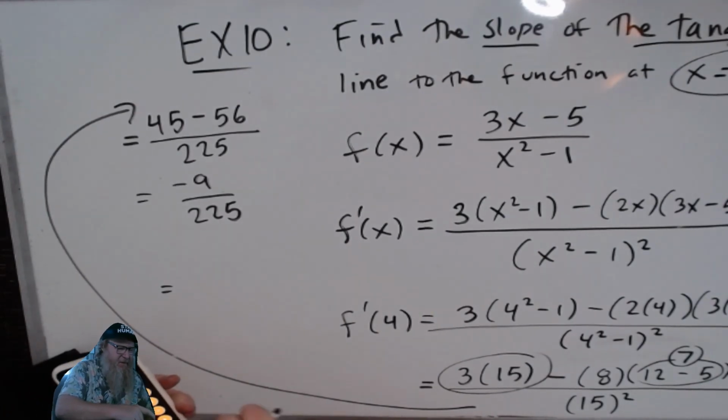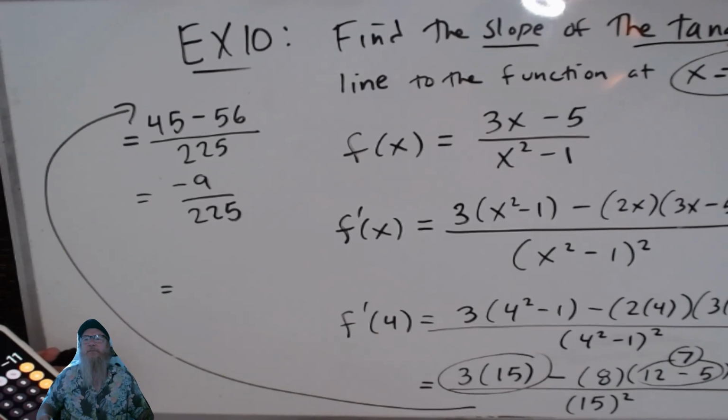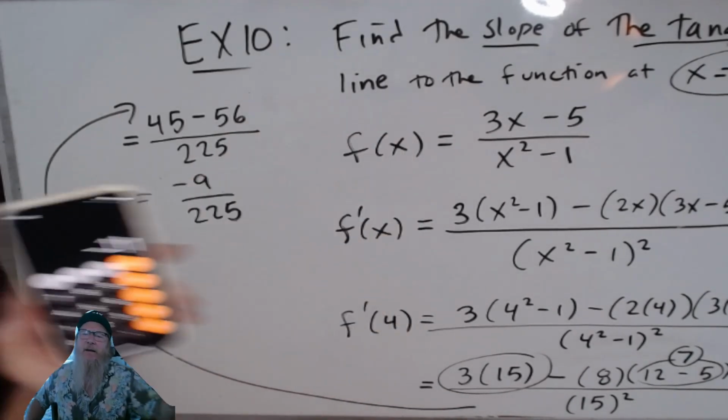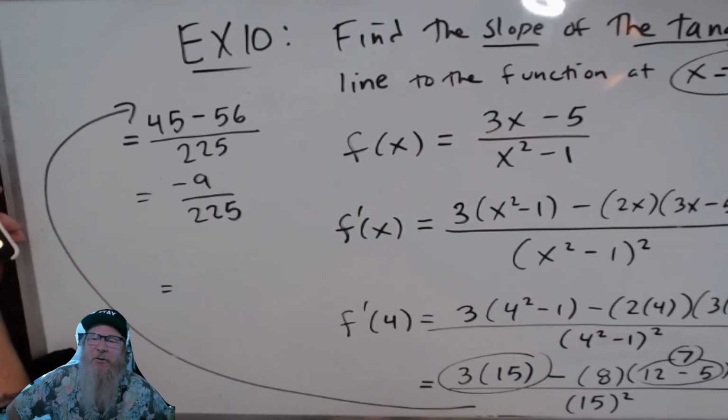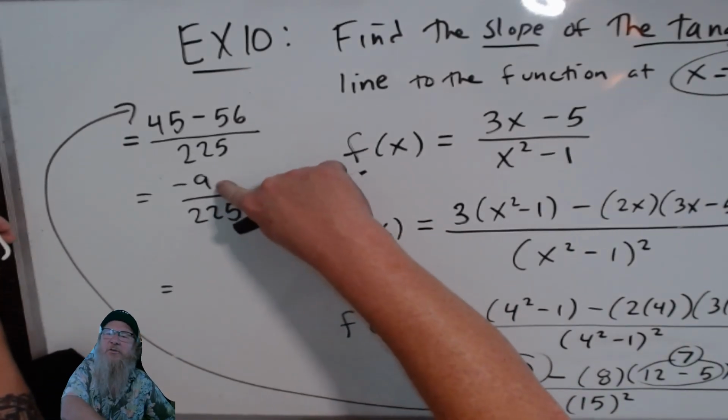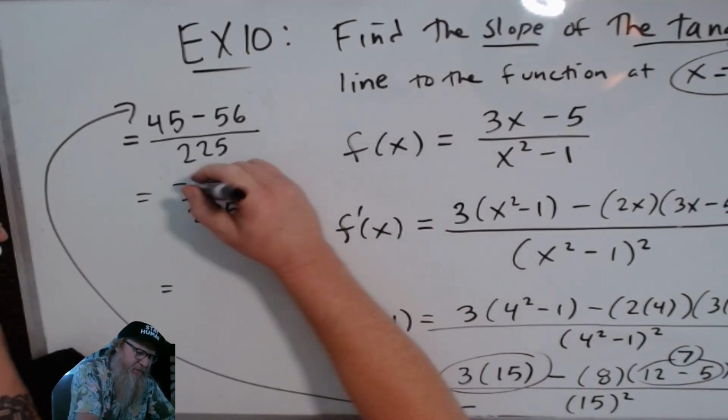So I got 45 minus 56. Oh, shoot. So glad I grabbed my calculator. I was trying to be tough. I have to admit it. Dr. Jordan was trying to show you how smart and tough he is by not using a calculator. And I almost screwed up on the very last example.